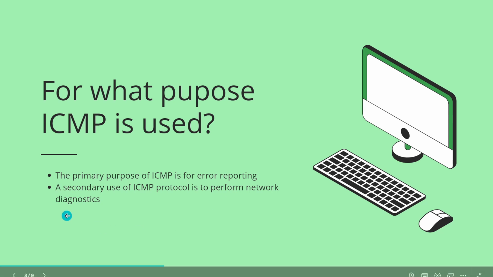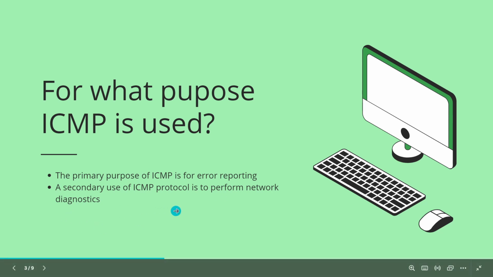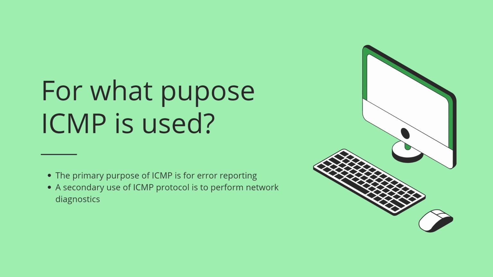The second use of the ICMP protocol is to perform network diagnostics. Basically, ping operates on ICMP. The ping utility is a simplified version of traceroute. A ping will test the speed of the connection between two devices and report exactly how long it takes a packet of data to reach its destination and come back to the source device. We're going to learn about ping later in this video.